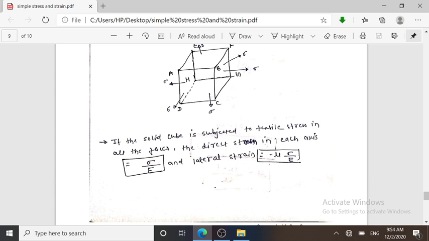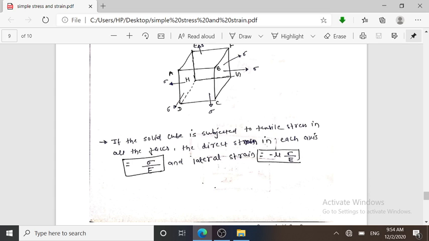It depends on you. So I have undertaken here the tensile stress. Once again, a solid cube is subjected to tensile stress on all the faces, x, y, z, equal on all sides. Direct stress, we know, simple stress over simple strain. The direct strain is equal to stress by Young's modulus, sigma by E, that is nothing but the direct strain.